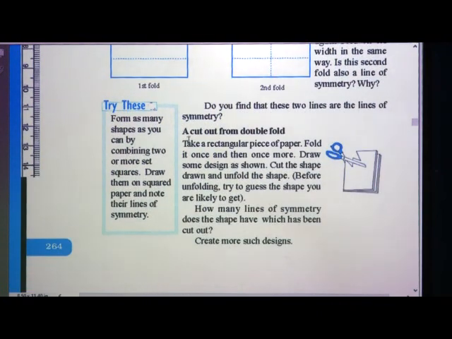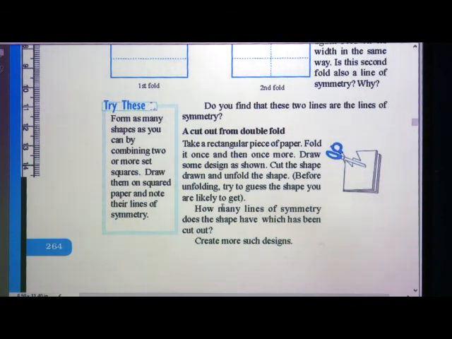Let us see here a cut out from a double fold. We have taken a rectangular piece of paper and folded it once and then once more. Cut the shape drawn and unfold the shape. Cut the shape any way you want and unfold it. Before unfolding, try to guess the shape you are likely to get.